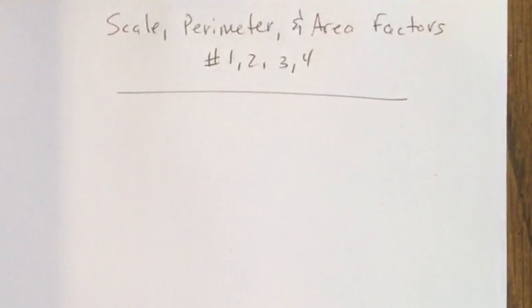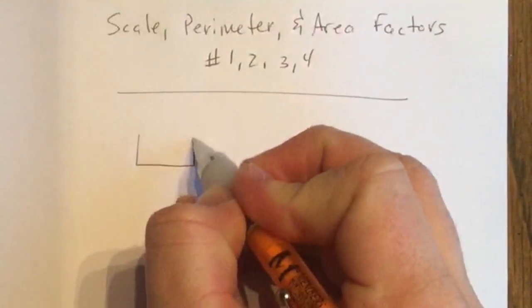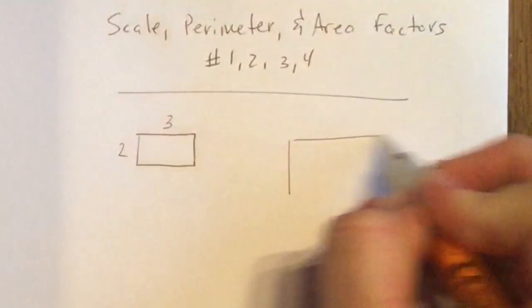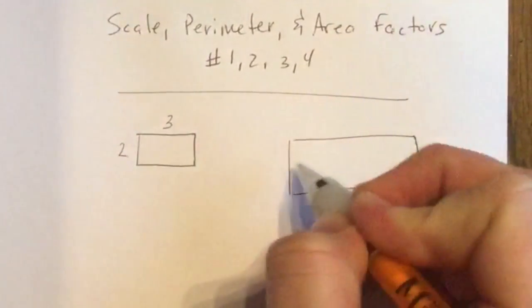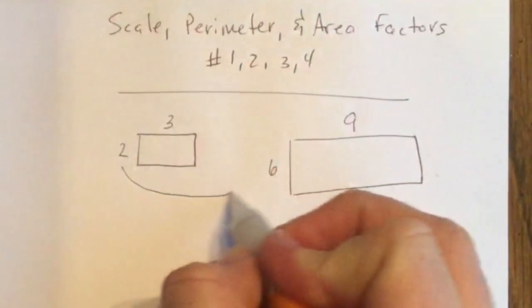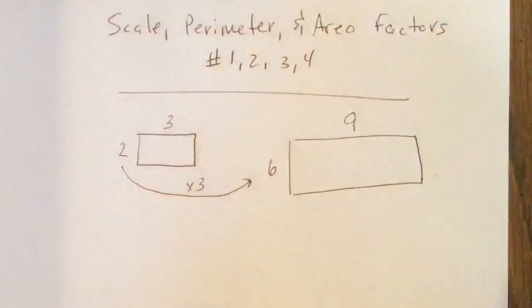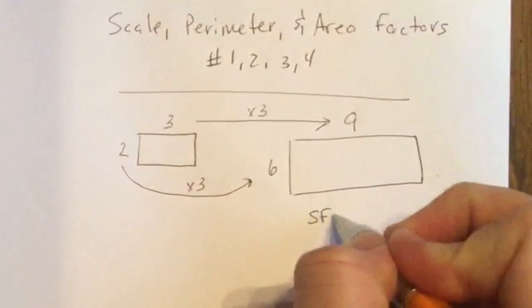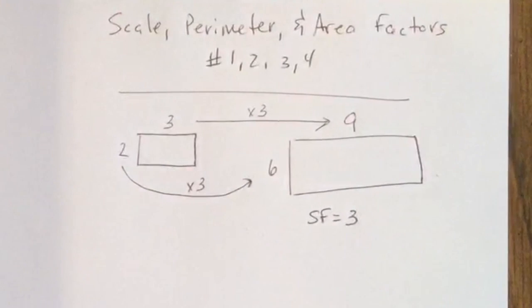We know that scale factor is the number that we multiply the side lengths in one figure to get a similar figure. So if we looked at a rectangle that was 2 by 3 and a similar rectangle that was 6 by 9, we could find here that the scale factor was 3 because 2 times 3 is 6 and 3 times 3 is 9. So here I would say my scale factor is 3.